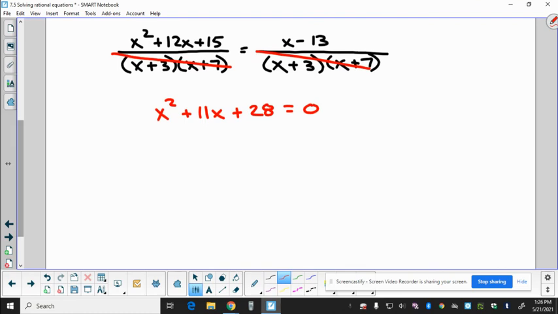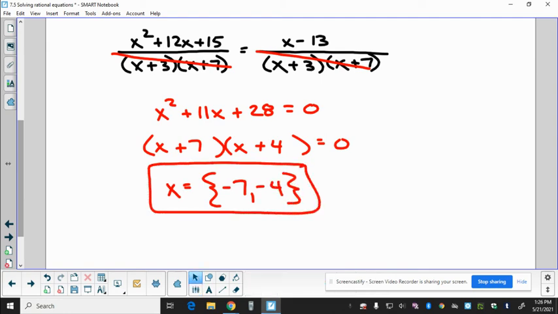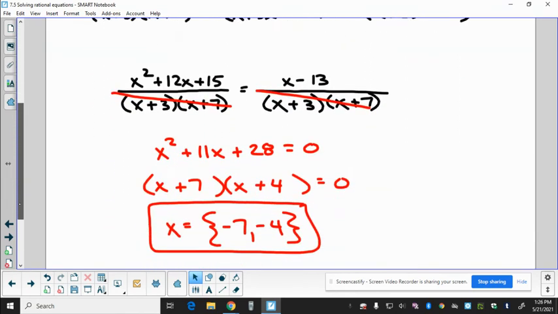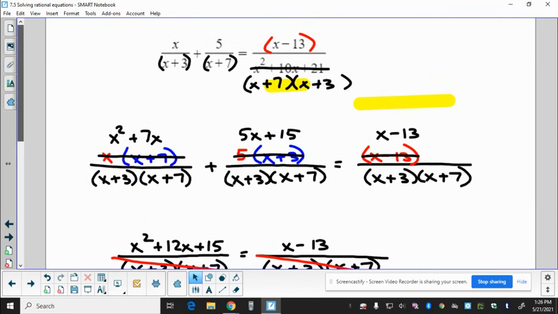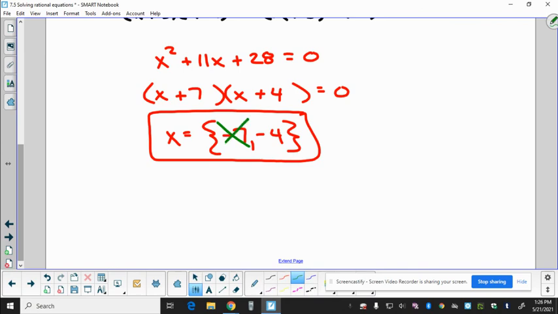Let's see, can we factor that? I believe so. If not, we could turn to the quadratic formula. But I'm thinking that 7 times 4 is, 7 plus 4 is 11. Negative 7 and negative 4. Let's just double check to make sure those are solutions. But I believe that they are. Ooh, we got a problem. That negative 7 does not work right here. So we're going to have to cancel that out. That does not work. We only have one answer, and that's negative 4. End of demo.